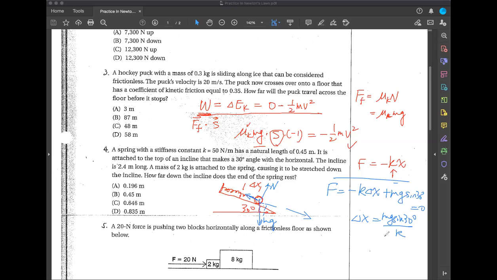Yeah, this is how we started. It said the end of the spring rests, because that is a key word, rest, which means that it's in equilibrium at that location, right? So we can just analyze at that location and do the free body diagram, right? Hope you still remember the steps we introduced in the last class, right?